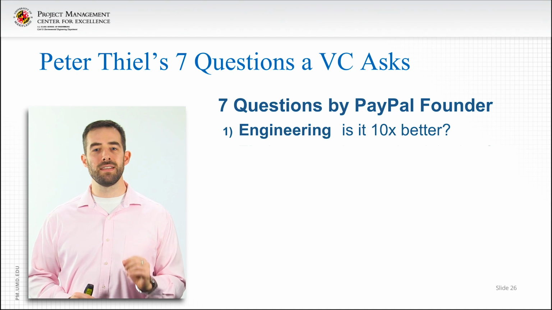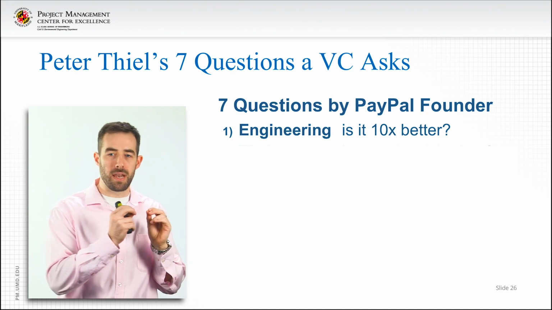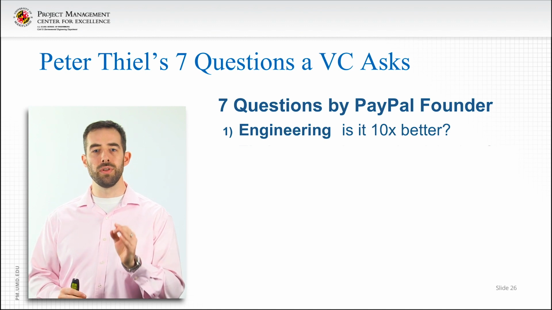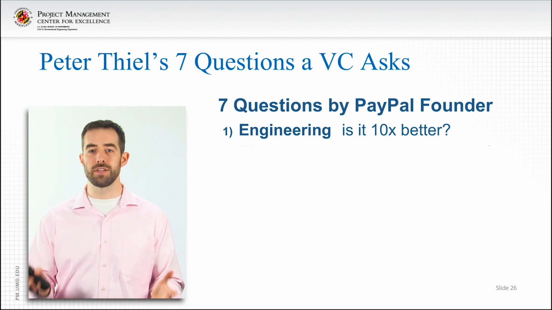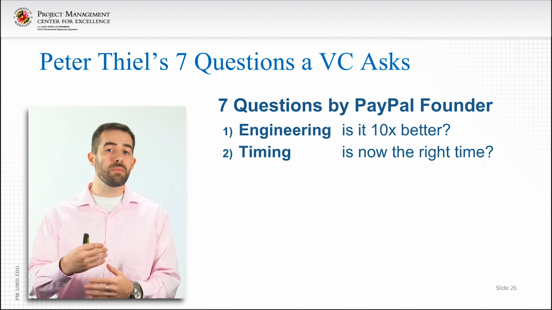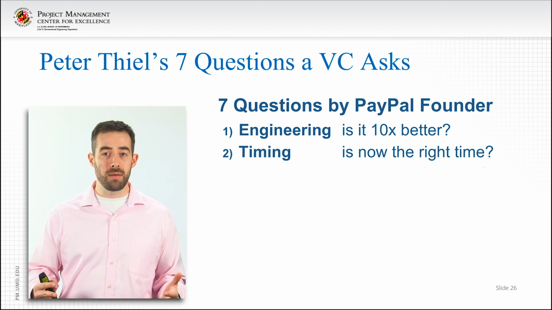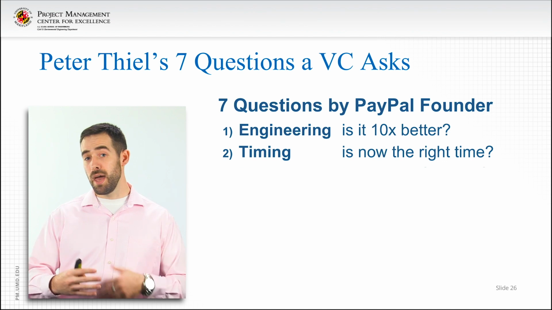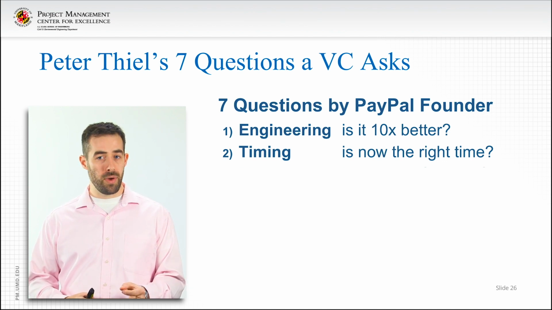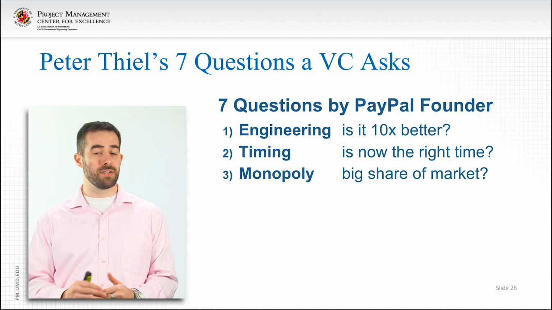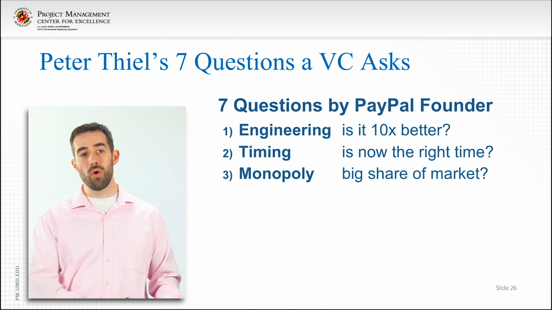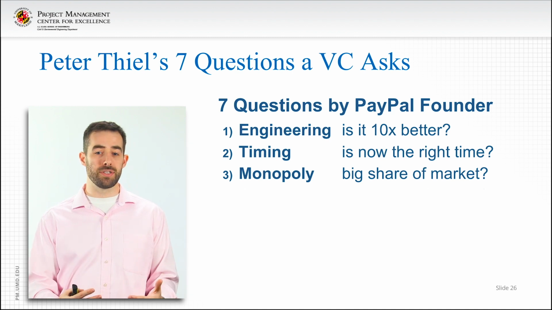First, is it 10 times better? If something is not an order of magnitude better in terms of a product, then most users will not get over their inertia to actually adopt it. Second, is this the right time? Are you bringing a product to market that also has the environment and the delivery mechanisms and the moment in which it will be adopted? Do you have a monopoly? This is important to understand whether or not your product is actually going to be one of its kind or be able to capture a major market share.